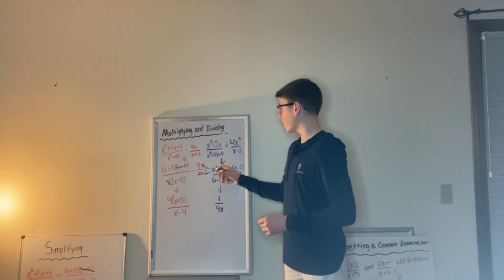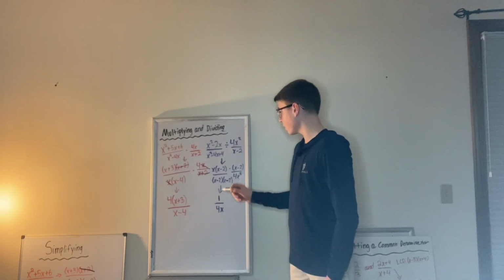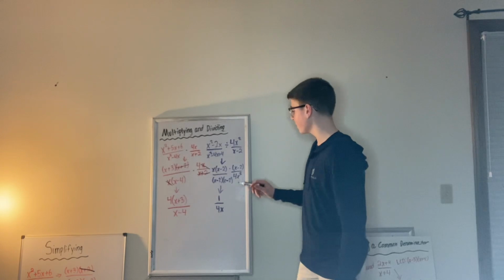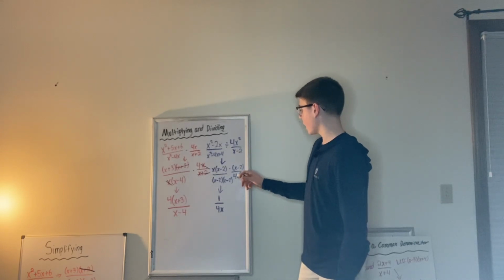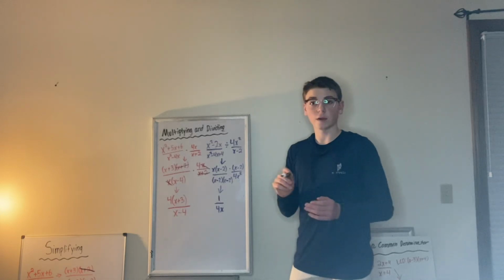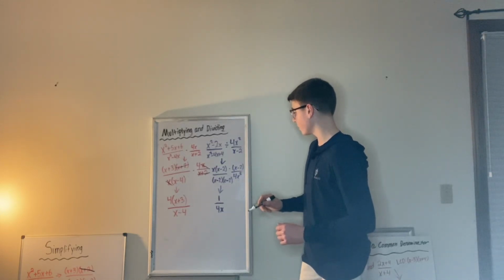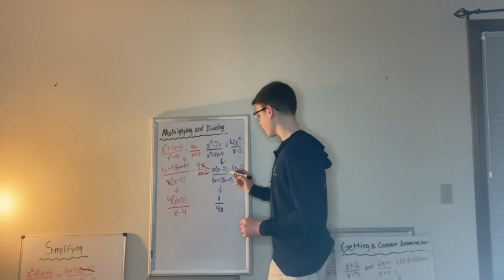We factor an x out of the x squared minus 2x. We factor the x squared minus 4x plus 4 to x minus 2 times x minus 2. This x minus 2 moves up because the 4x squared over x minus 2 flips. And now it is x minus 2 over 4x squared. And then we see what we can cancel.